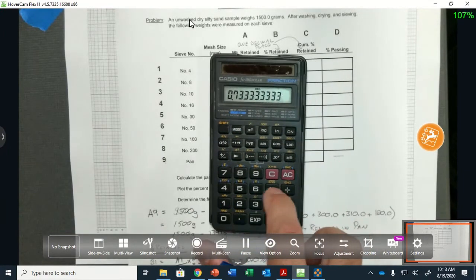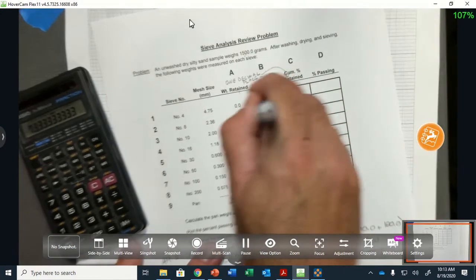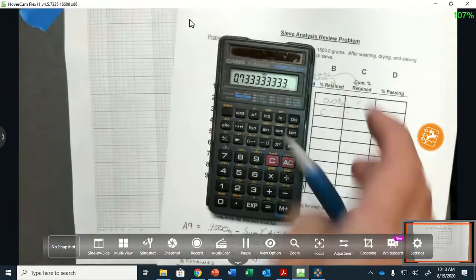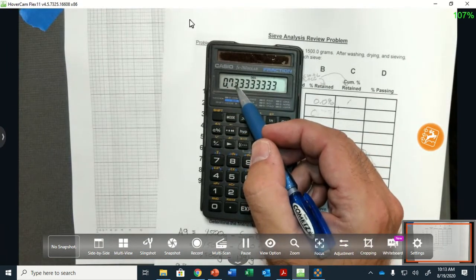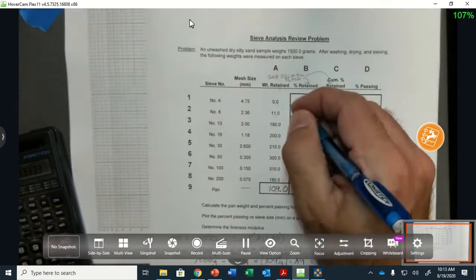oops, hold on. Let me do that again. I probably didn't multiply it by 100. 11 divided by 1500 equals, yes I did take it times 100, times 100 is 0.733. So for one decimal place, this is a 3, and 5 or higher would turn it into an 8, so that is 0.7%.